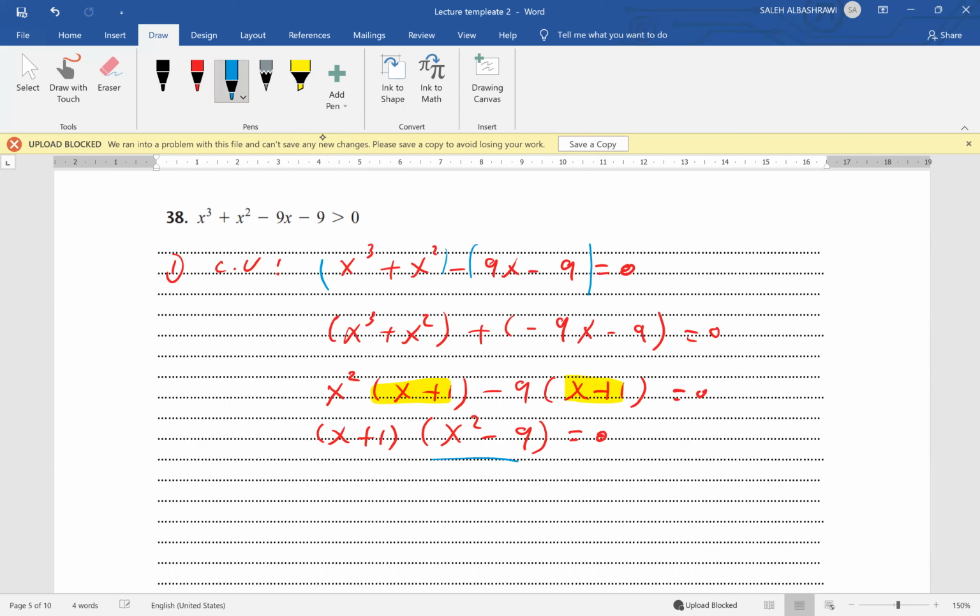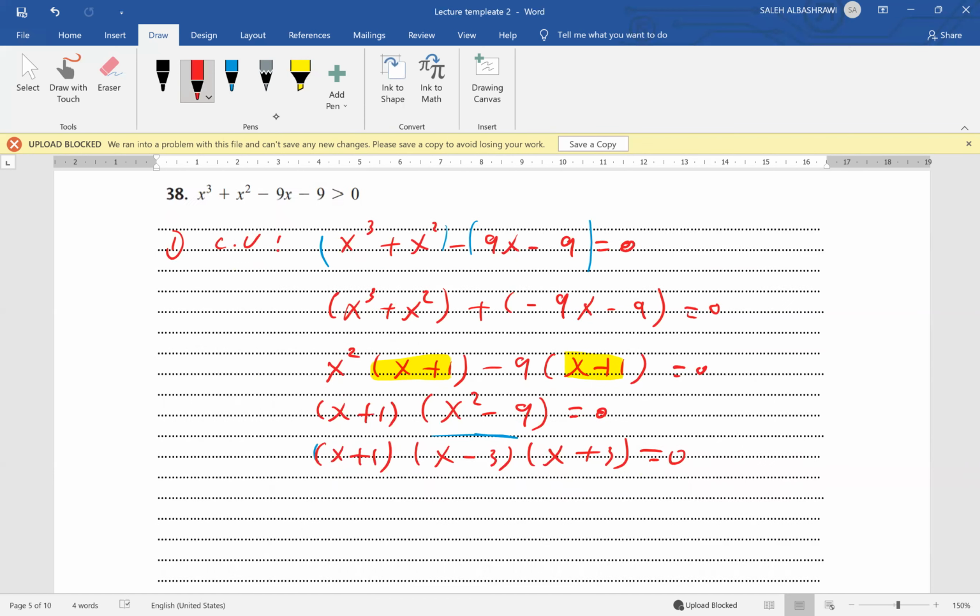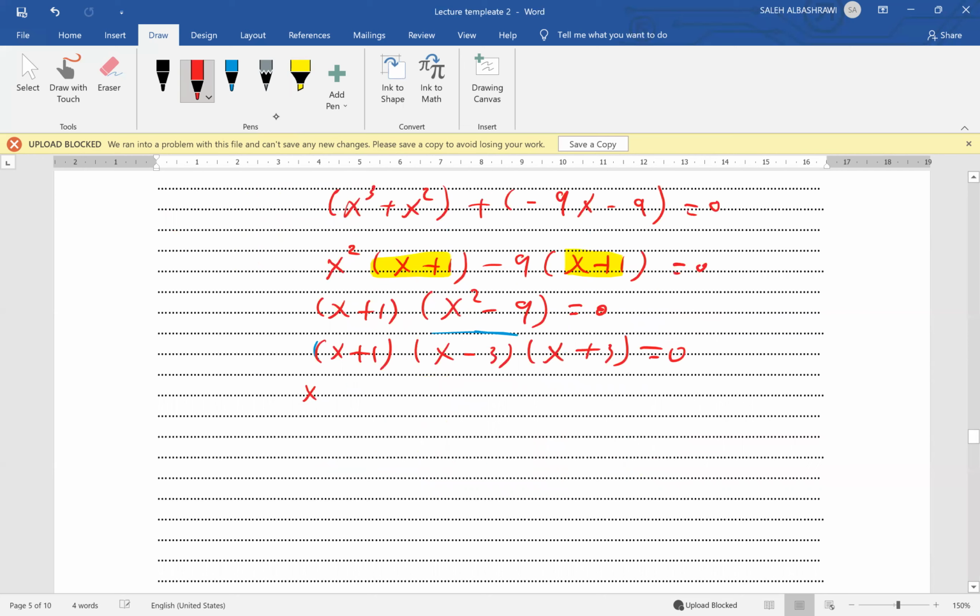But this one can be factored more. There's a difference between two squares. So it is x plus 1 times x minus 3 times x plus 3 equal to 0. And the first one will give me x equal to minus 1, or x equal to 3, or x equal to minus 3. These are the critical values: minus 1, 3, and minus 3. So we are done with the first step.